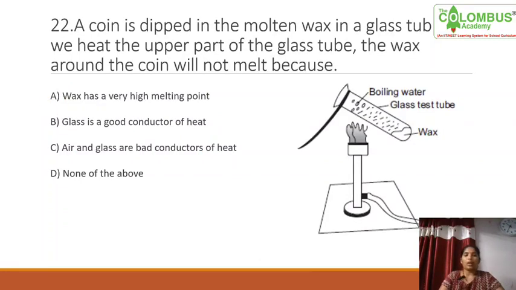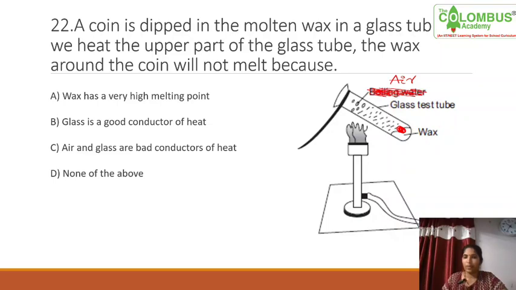A coin is dipped in the molten wax in a glass tube. If we heat the upper part of the glass tube, the wax around the coin will not melt, because this is a glass tube and whatever is inside is not water. So instead of water, you take it as only air. It's air in a glass tube, and you are inserting a coin in the wax.